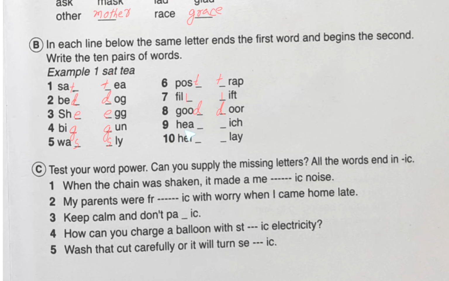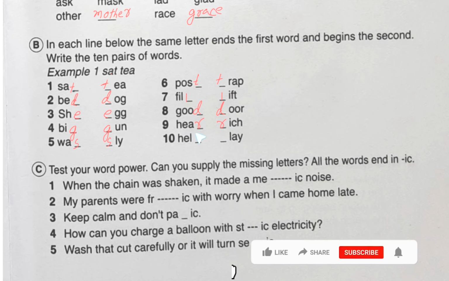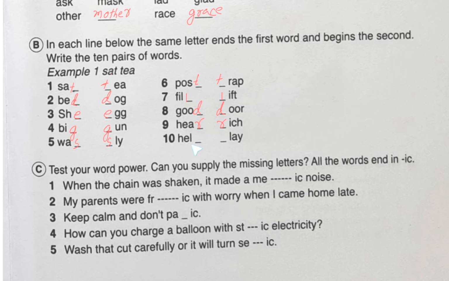Number 9, HEA and here ICH. You can put D here also, but if you put D, then there is another problem. So here if we put R and here if we put R, then both will actually be words, meaning they will fulfill the criteria of words. So next one, number 10, HEL and LAY. What can I put here? If we put P, then we can put here also P. It will become help and this will become play.